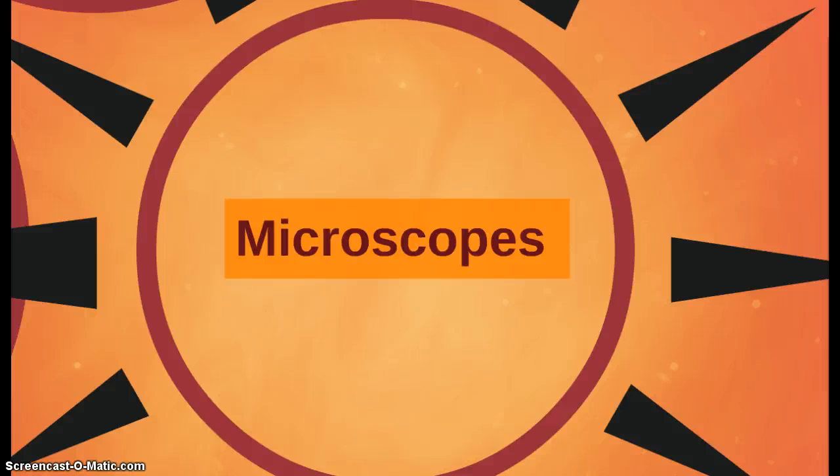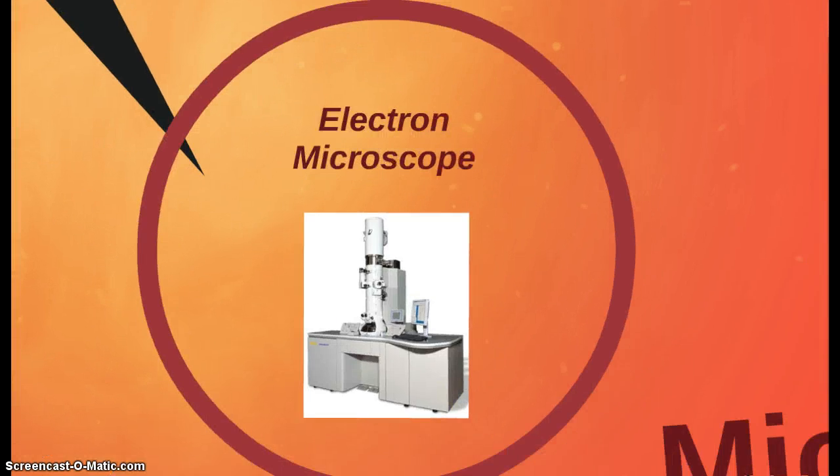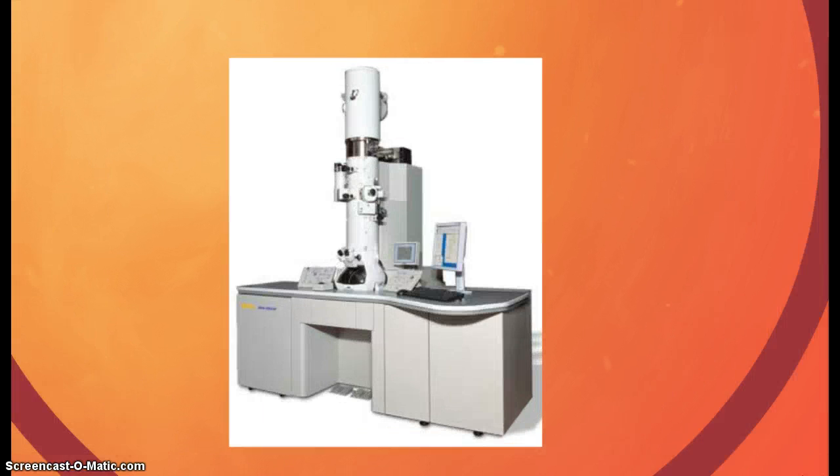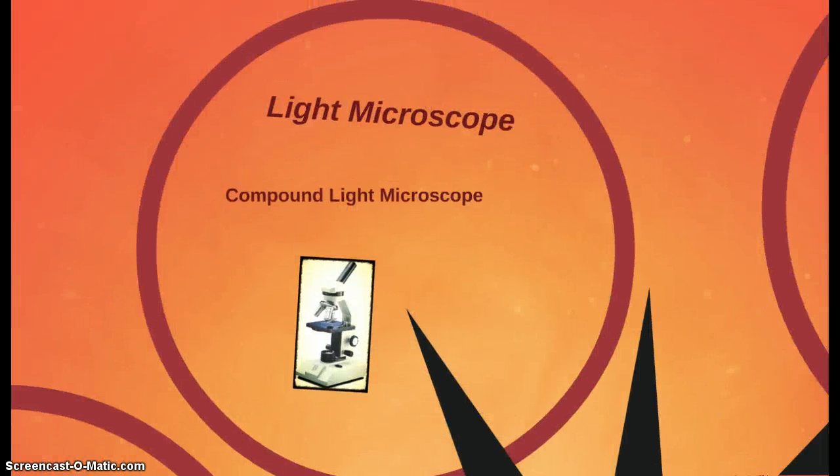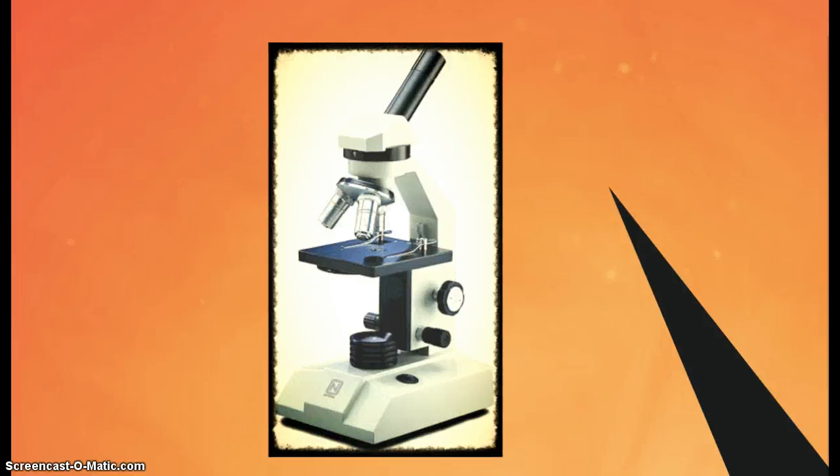There are two main types of microscopes, which differ in magnification and resolution. There is the electron microscope, and here is a photo of an electron microscope, and there are light microscopes. There are two types of light microscopes: a simple light microscope, which uses one lens, and a compound light microscope that uses two lenses. One lens to magnify the object, which is called the objective lens, and another lens to further magnify the object, called the ocular lens. This is a photo of a compound microscope that we will be using in our labs this year.